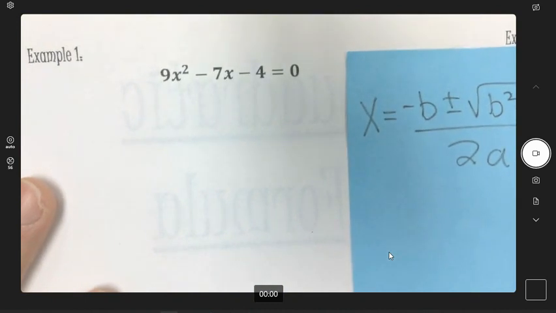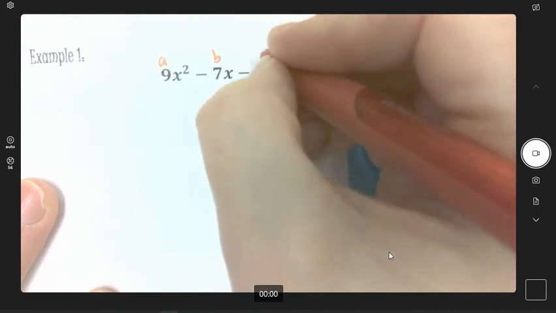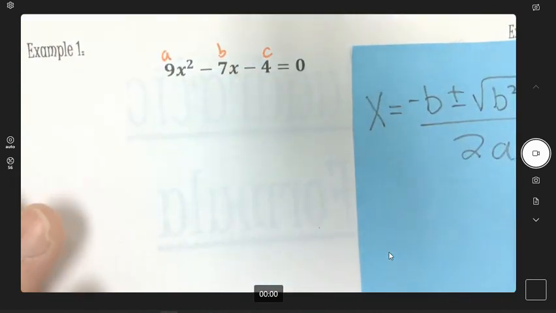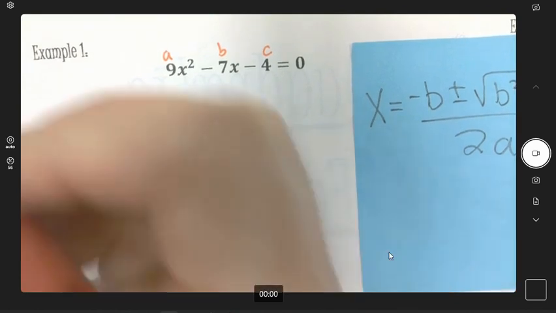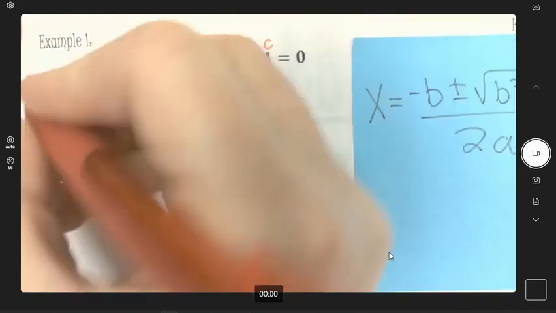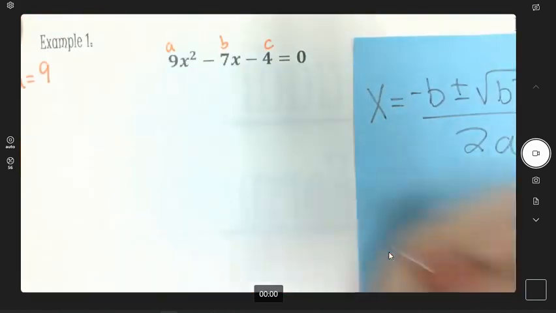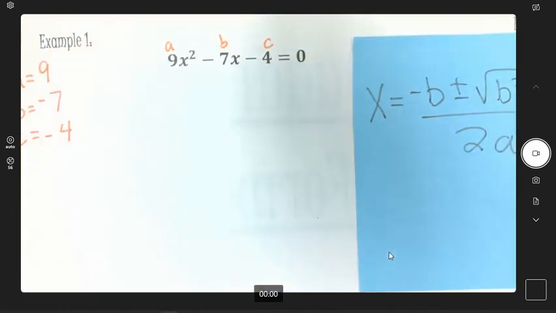Okay, first thing we want to do is we want to identify A, B, and C. It's ax squared, bx, and c. So go ahead and write what A is. A is 9. B is negative 7. C is negative 4.